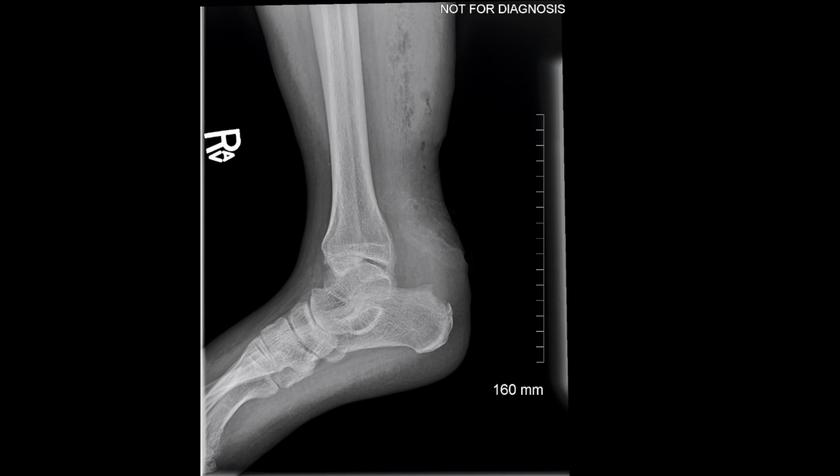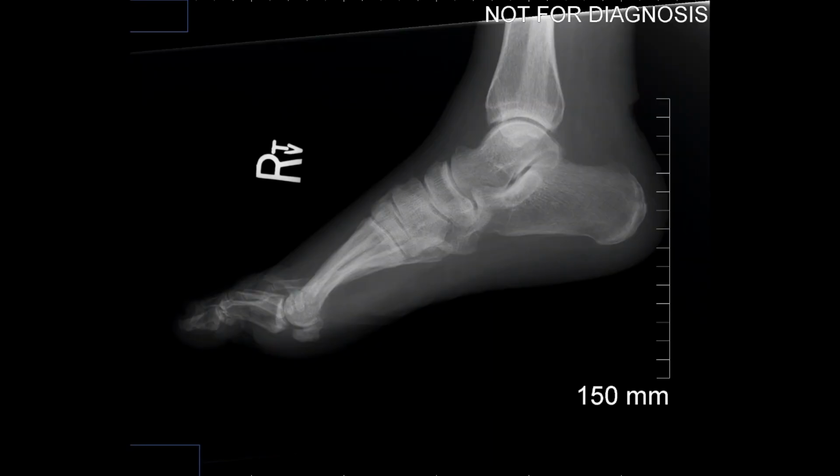All right, next case, image 1 of 2. Image 2 of 2, and this was actually taken 2 months prior to the first image.